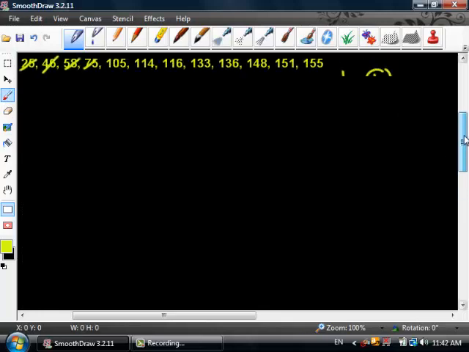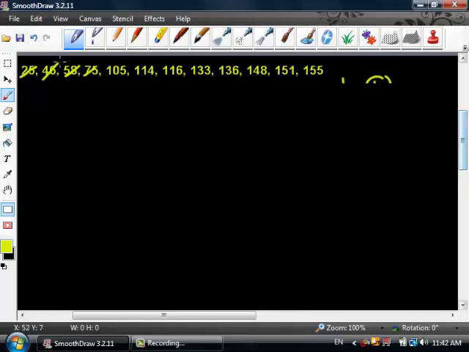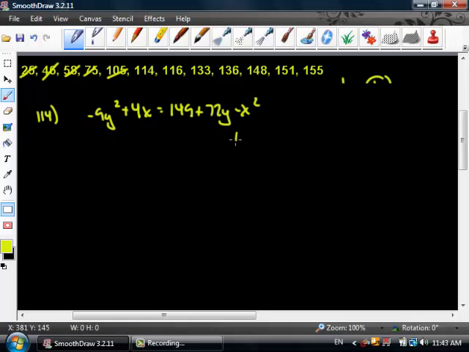Okay, it's a good problem. Okay, 114. Okay, hyperbola. So it's a hyperbola, so I'm going to go ahead and add the x squared and then subtract 72y.